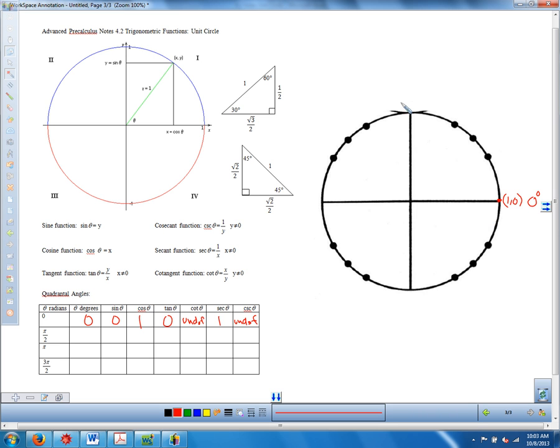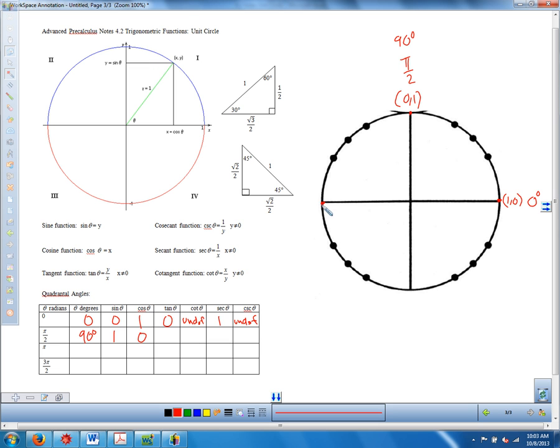So let's go to the next one. This is pi over 2, or 90 degrees. What are the coordinates of this point? 0, 1. The sine of pi over 2 is the y, is 1. The cosine is 0. And you can use those two to fill in the rest of your grid.